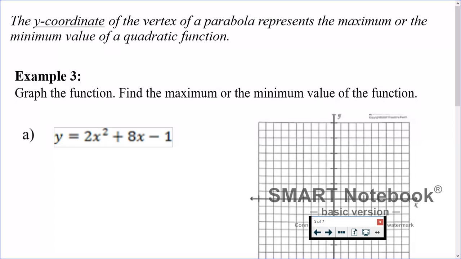The y-coordinate of the vertex of a parabola represents the maximum or the minimum of a quadratic function. This was the second part of the objective. So where it says graph the function, find the maximum or minimum value of the function, you can answer this once you know the vertex. And it's going to be one or the other. It's not going to be both.